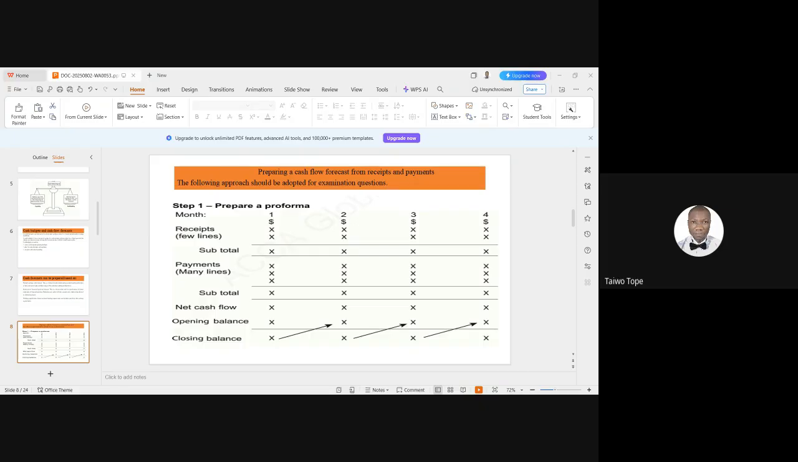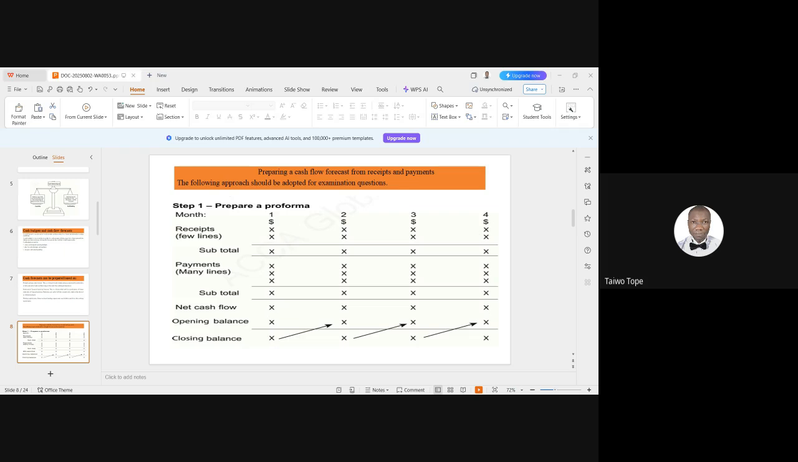Your closing balance for year one will be what? The opening balance in year two. That is why you can see the arrow. Your closing balance in year one will be your opening balance in year two. Your closing balance in year two will be your opening in year three. And your closing balance in year three will be what? Your opening balance in year four.